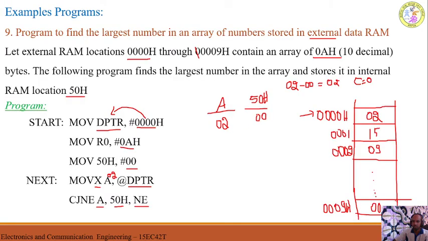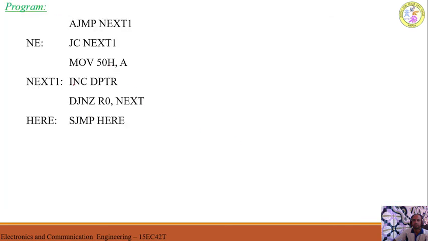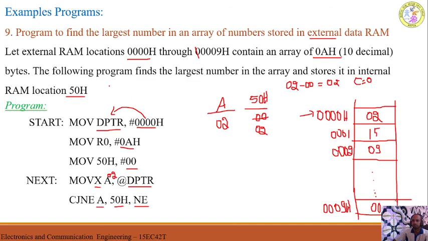So what happens to this 02 now? 00 gets cancelled, and 02 comes and sits there. 50H contains 02. Next, increment DPTR. Now DPTR is incremented by 1 time. It is pointing to the next memory location.